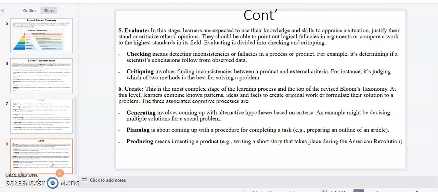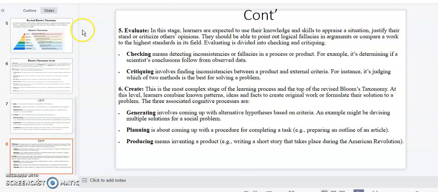Generating. Generating involves coming up with alternative hypotheses based on criteria. An example might be devising multiple solutions for a social problem. Planning. Planning is about coming up with a procedure for completing a task, for example, preparing an outline of an article. And finally, producing means inventing a product, for example, writing a short story that takes place during the American Revolution. And that is the last level of the revised Bloom's taxonomy.